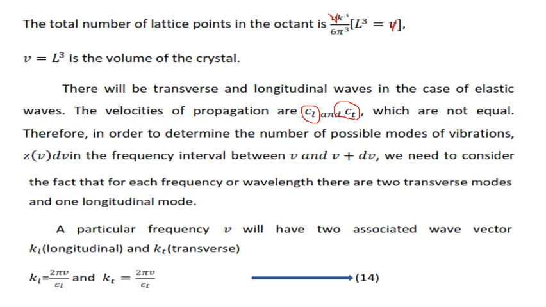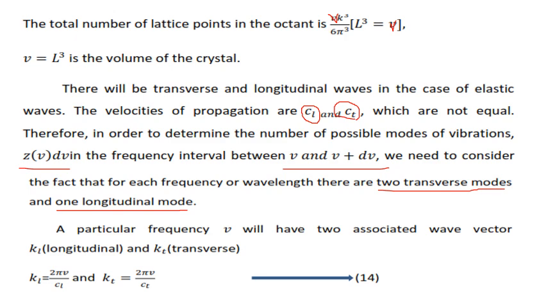In order to determine the number of possible modes of vibration in the longitudinal mode as well as in the transverse mode, you should find Z(ν)dν in the frequency interval between ν and ν plus dν. We already know that when this type of frequency takes place, two transverse modes will arise and one longitudinal mode will arise. We saw the same in the one-dimensional lattice.